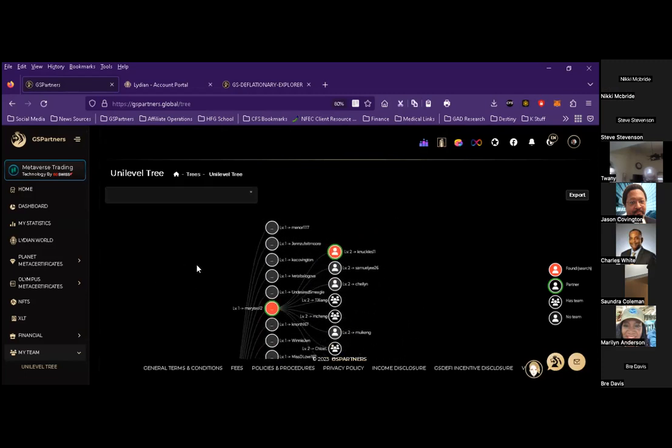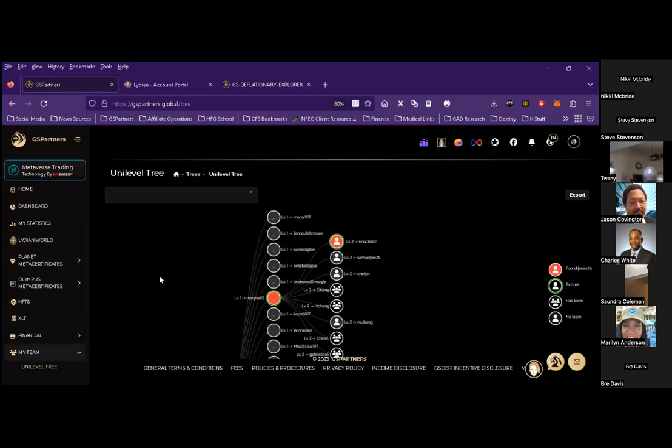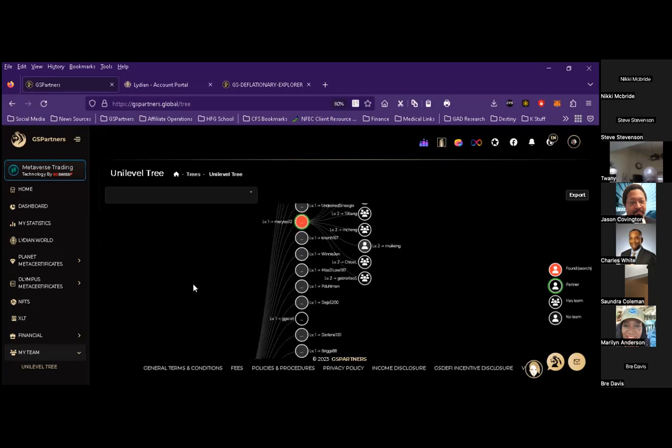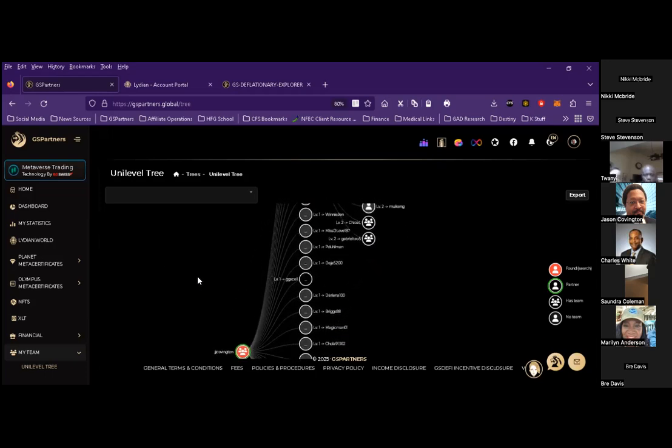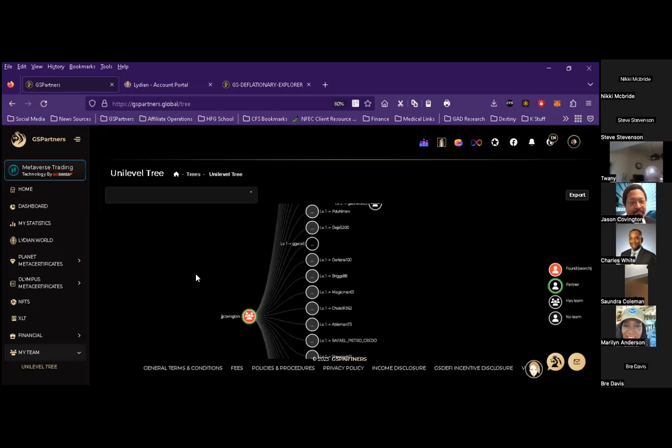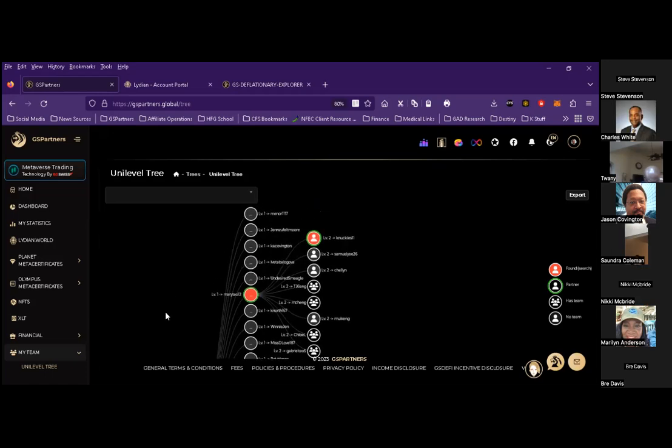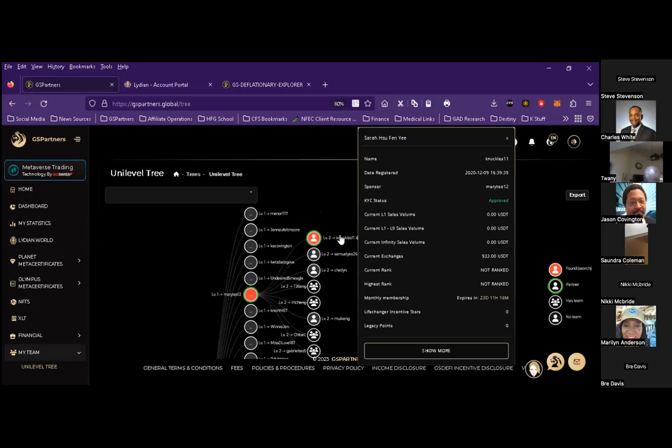And it will actually show you where they are on your tree. So you can look up different people. If you see them in your user commissions, which I'll get to in just a second, you'll be able to find them. Now, you won't get their contact information because they're not direct to you, but you will know who their sponsor is, and you do have their contact information.